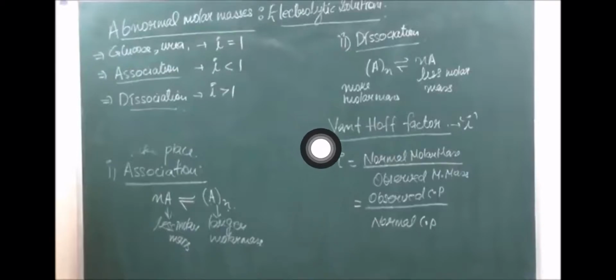So based on that, Van 't Hoff introduced one factor which is known as the i factor. Why he introduced this i factor, I am going to tell you now. As I told you, for colligative property the solution should be a dilute solution, right? But we know that it is not possible.